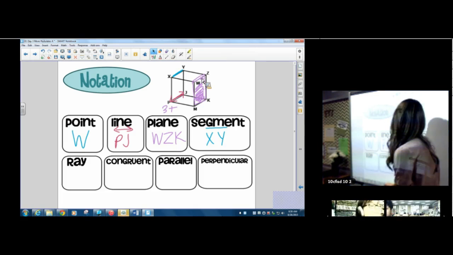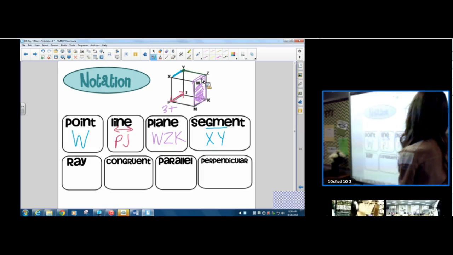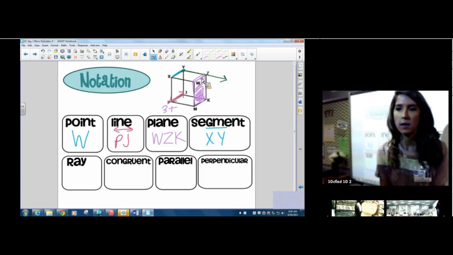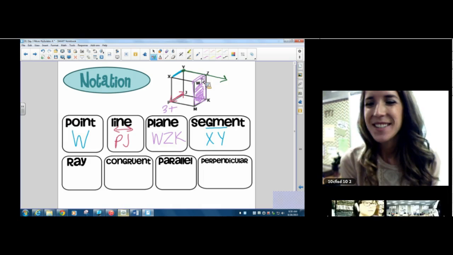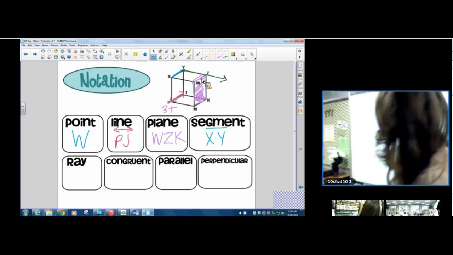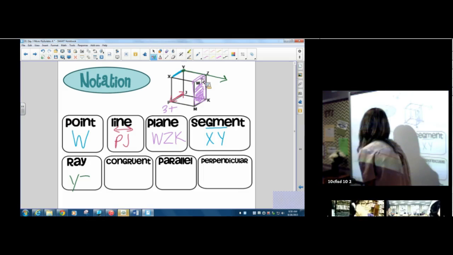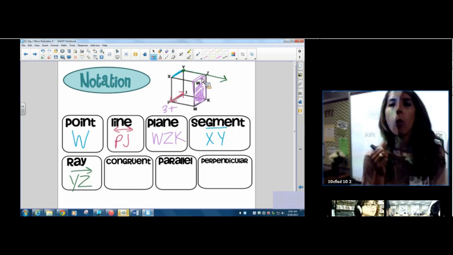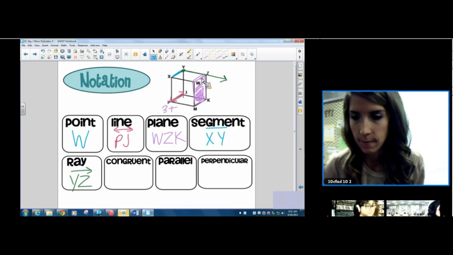I need a new color. Okay. Name this ray. Name that green ray. So be careful, with a ray you must start with the endpoint. Y had to be listed first. The order does matter on a ray. Y had to be listed first.